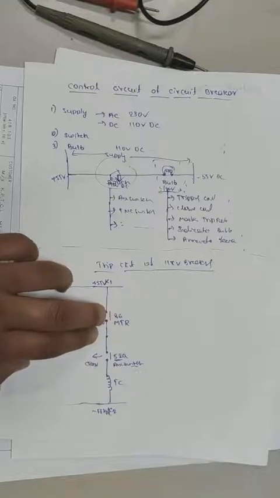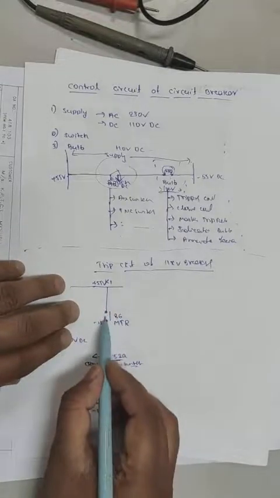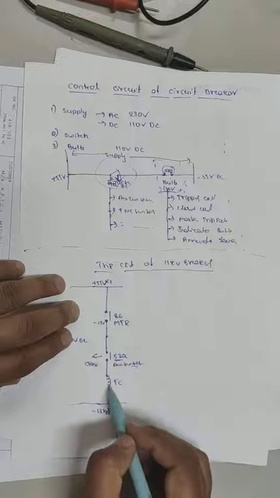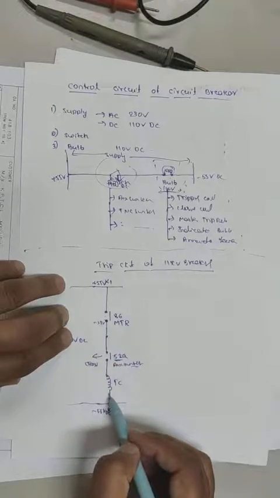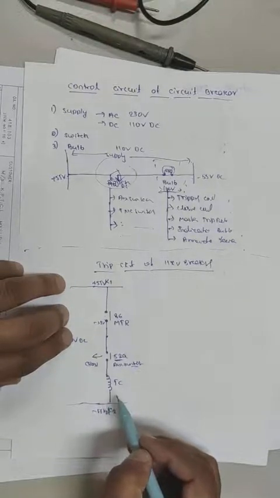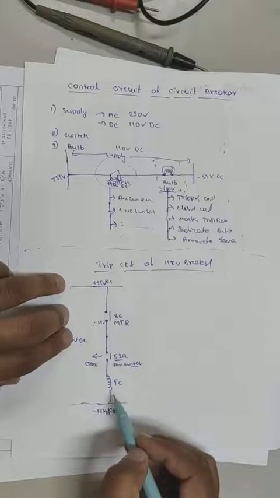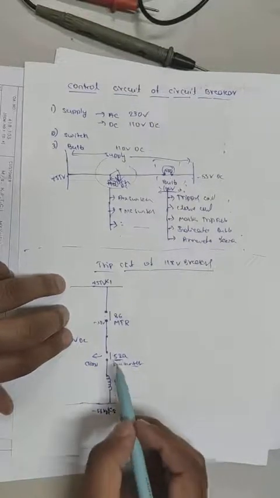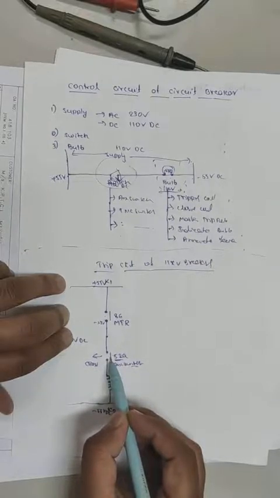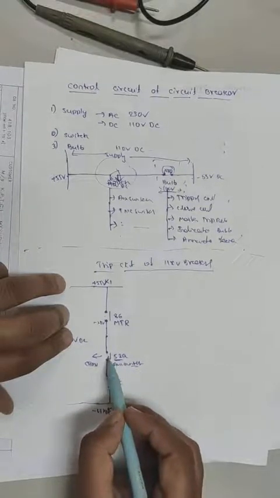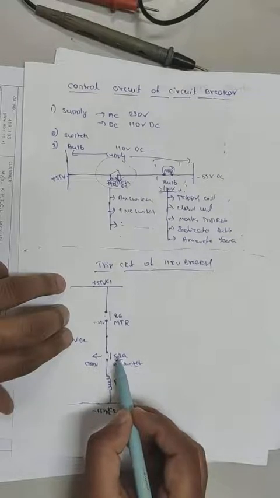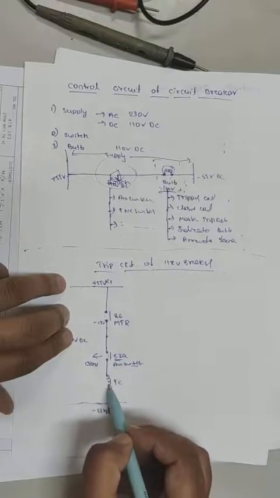So once the 86 contact is operated, then the tripping coil will be energized and it will become an electromagnet, and it will operate the latch of the mechanical mechanism, thereby tripping the breaker. As soon as the breaker trips, this 52A, which was earlier in closed condition, will become open. Once it's open, the circuit breaks.